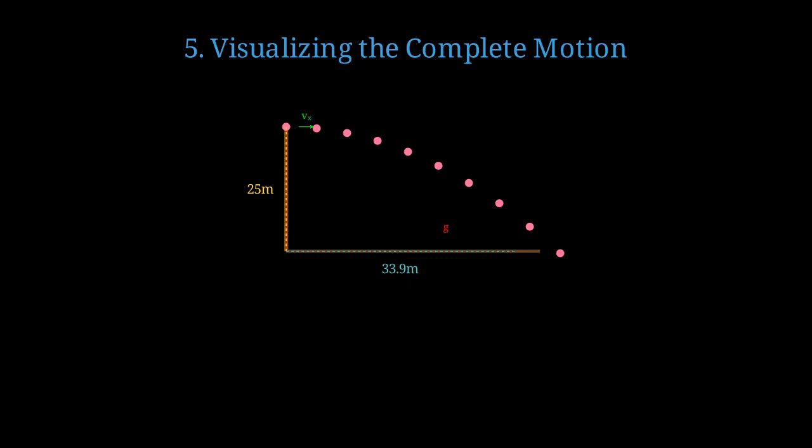Let's visualize the complete trajectory of the rock. Here's the complete trajectory showing the rock's path. It maintains constant horizontal velocity while accelerating downward due to gravity.